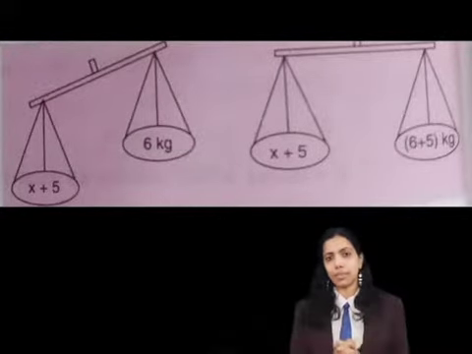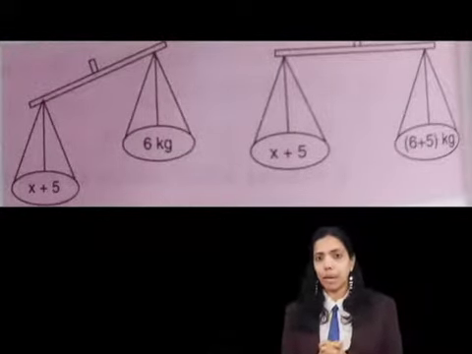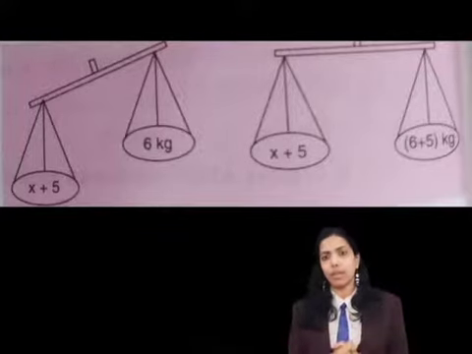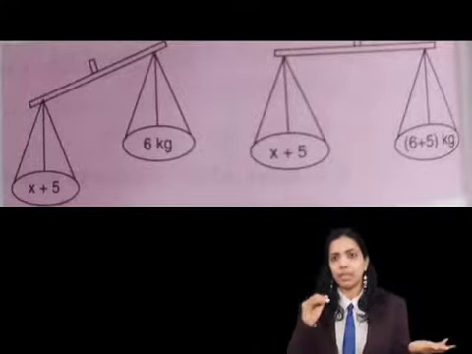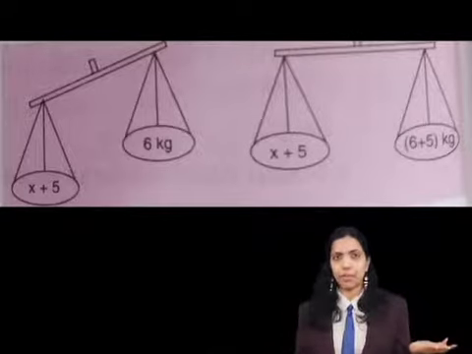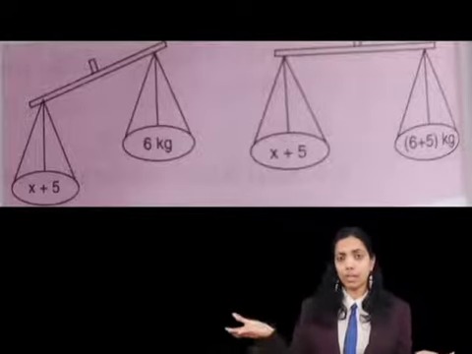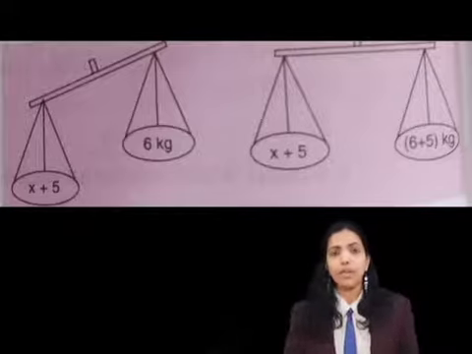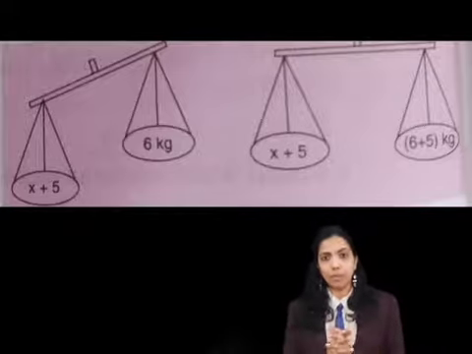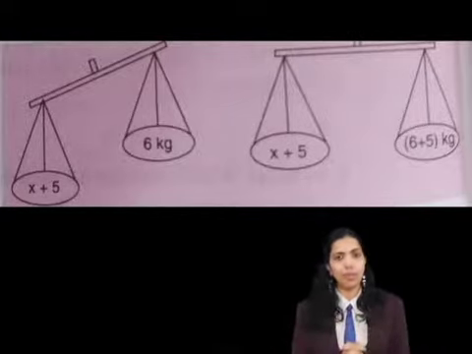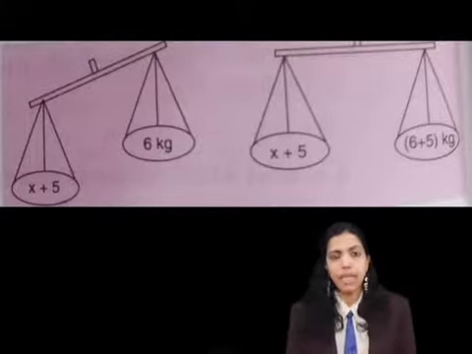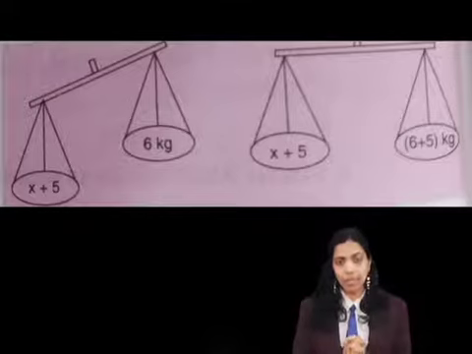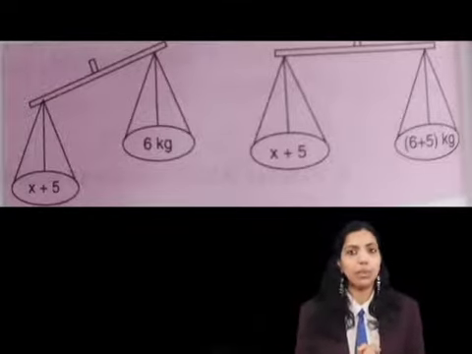In the next case, if we put 5 kilogram of apples more in the left pan, the balance would dip to the left. And to bring it back to the horizontal position, what shall we do? We will have to put 5 kilograms of weight more in the right pan. Then we can say that x plus 5 equals 6 plus 5. That is, x plus 5 is equal to 11.